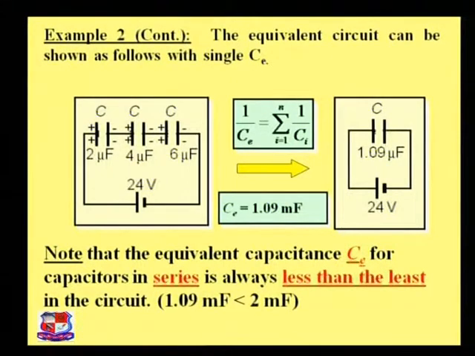Just note down one important point: in the series form of capacitance, the equivalent capacitance is always less than the least value of the capacitances. In our circuit, the least value of the capacitor is C1, that is 2 microfarad. So our equivalent capacitance value is 1.09 microfarad, which is less than the least value, C1. So this is again one hint for your problem solving.